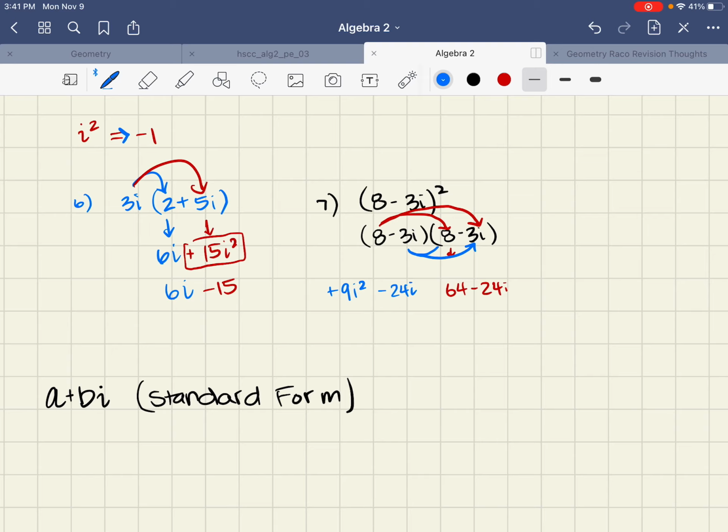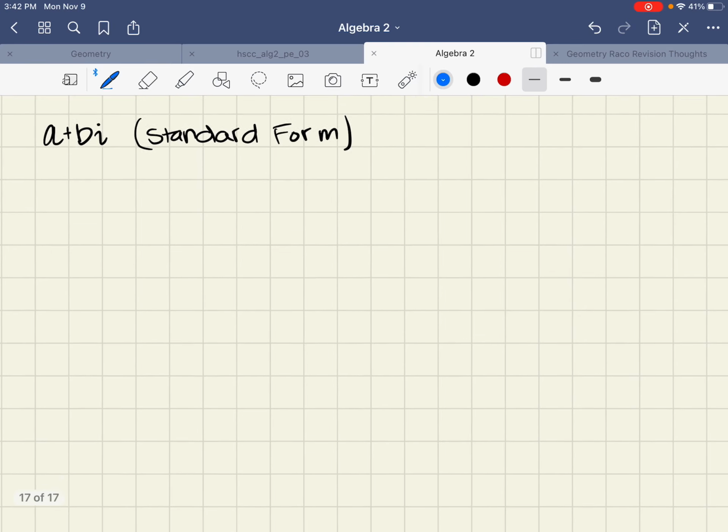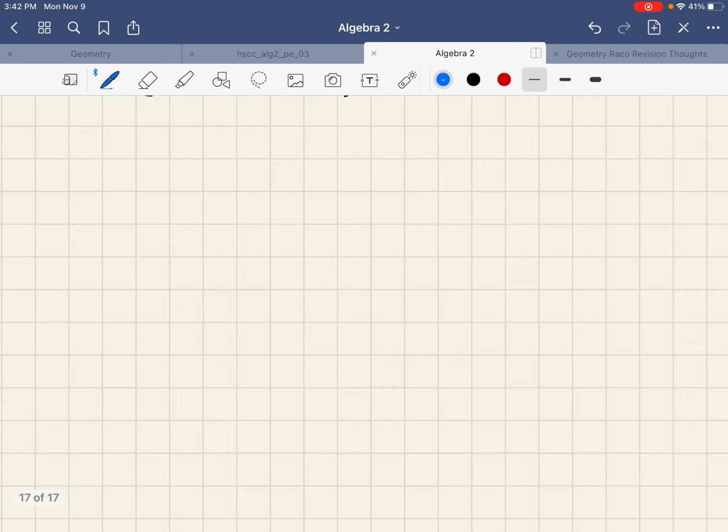And then we simplify it, right? So we collect like terms. This right here, i squared, we're just going to write negative 9. So now we're going to go negative 9 and 64. Negative 9 and 64 comes out to 55, so we write 55. And then we have negative 24i, which is negative 48i when you combine like terms. And this is how we simplify complex numbers, right? Moving on.